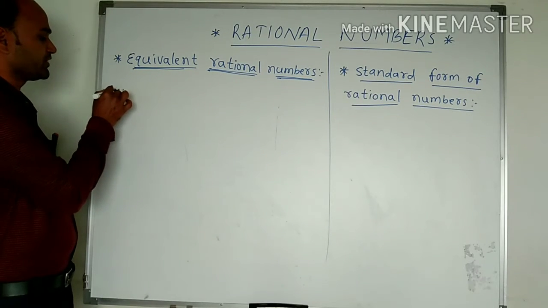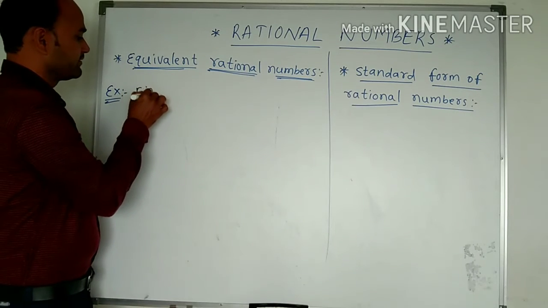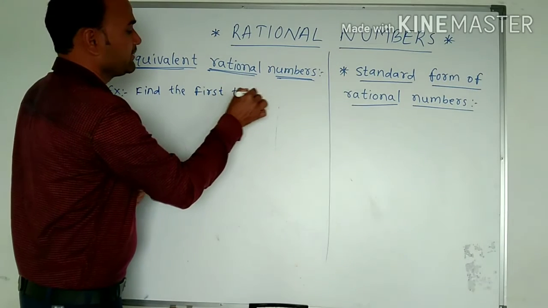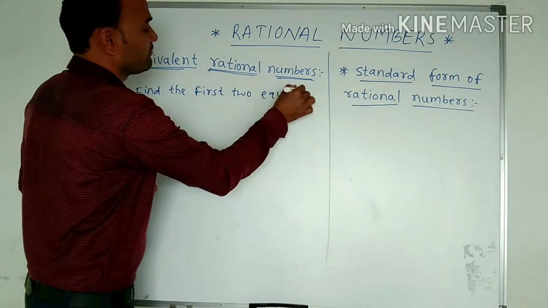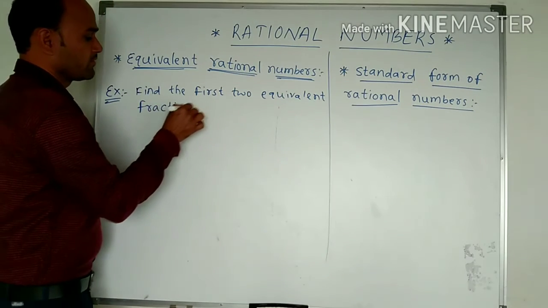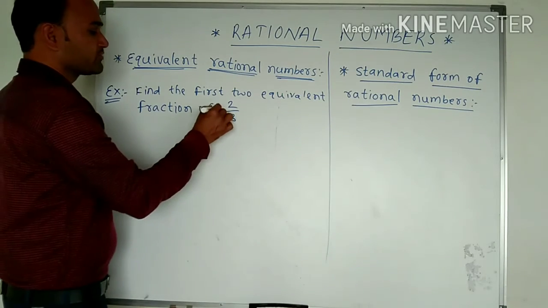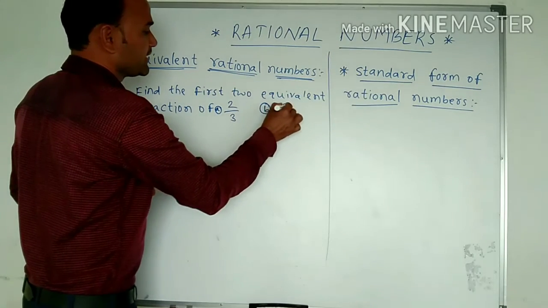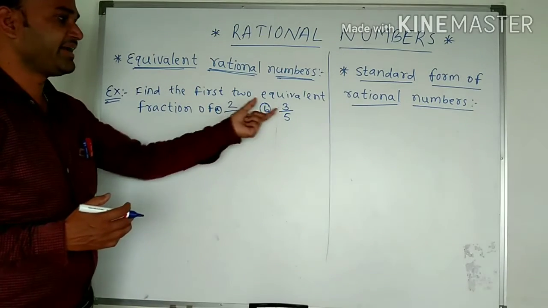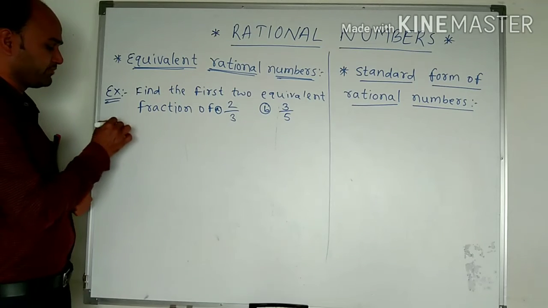So suppose the question is: find the equivalent fractions of 2 upon 3 and 3 upon 5. The first question is 2 upon 3 and the second is 3 upon 5. So how do we find the equivalent fractions? We can see one by one.